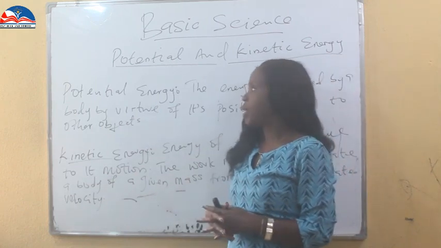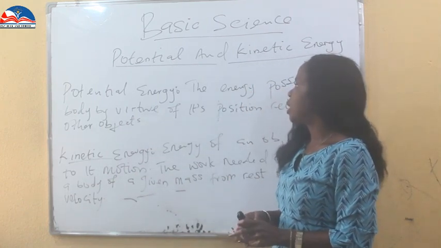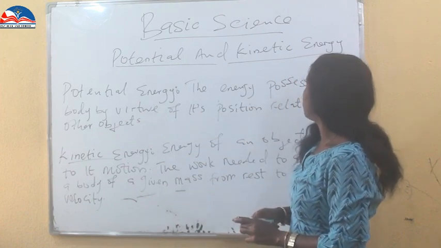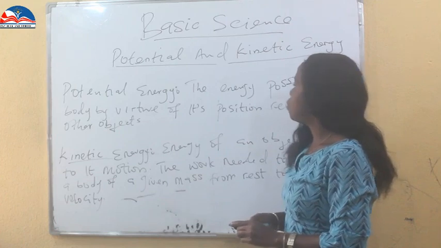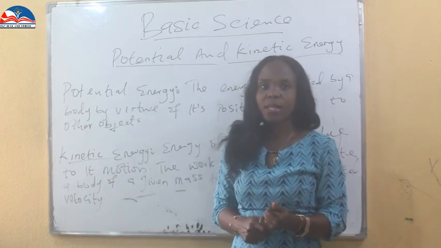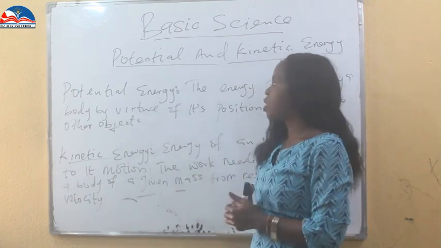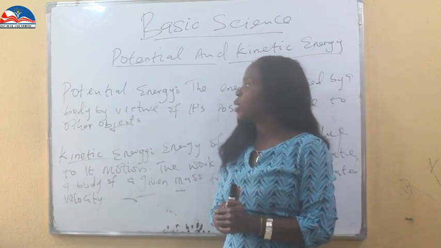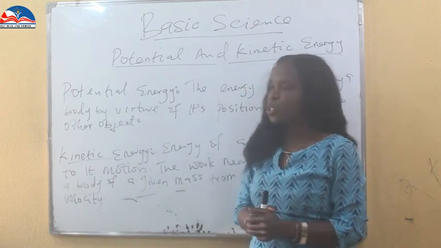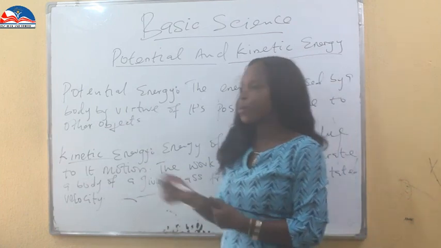What do we mean by potential energy? Potential energy is the energy possessed by a body by virtue of its position relative to other objects. Potential energy is the energy possessed by a body by virtue of its position. Let me take an example.